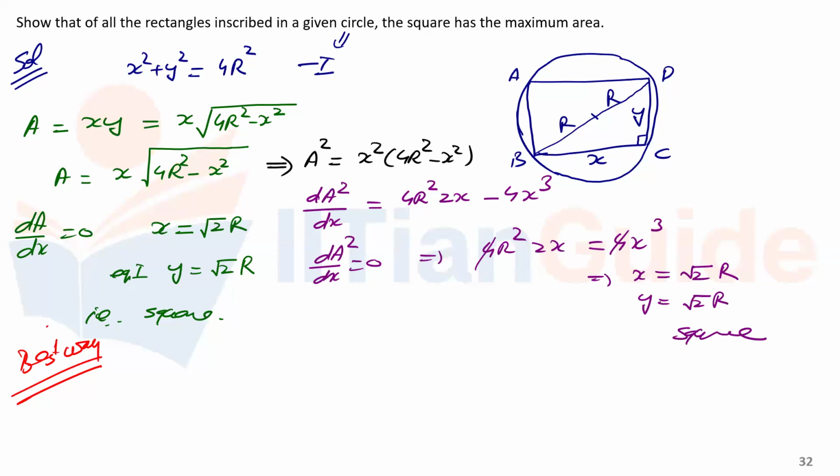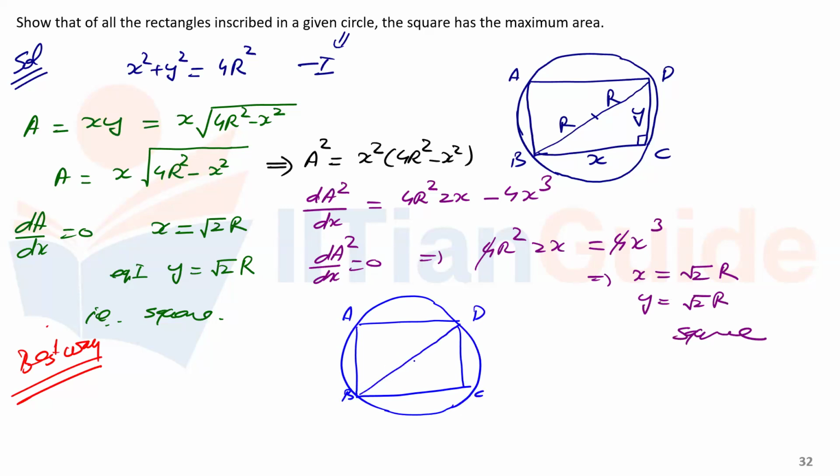What I am saying, I am drawing a figure, बना रहा हूं, then I will explain. We have a circle, and I am having a rectangle ABCD. As I told you, angle C is 90 degrees. That means BD is the diameter. So this is the radius R. This is the radius R. I have taken one side X, one side to be Y.